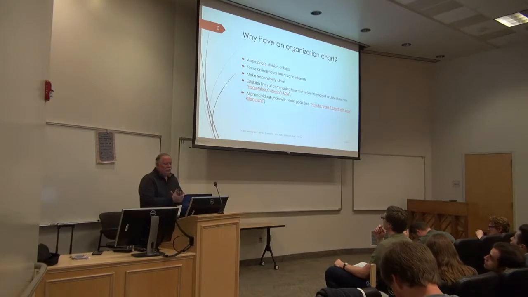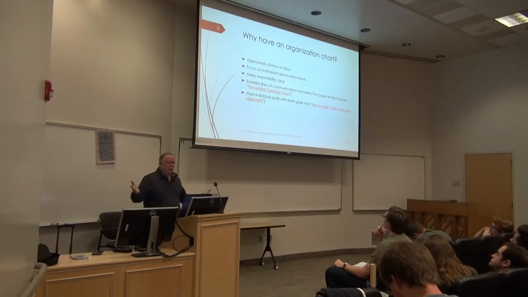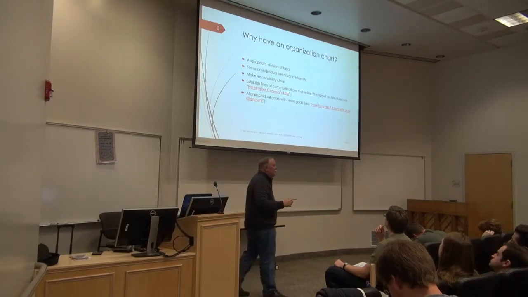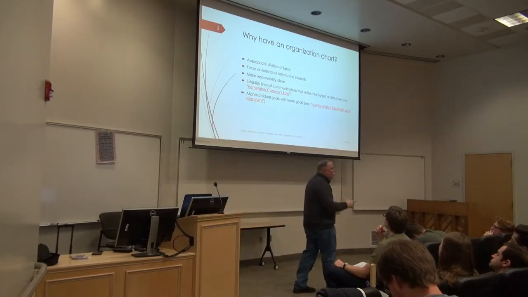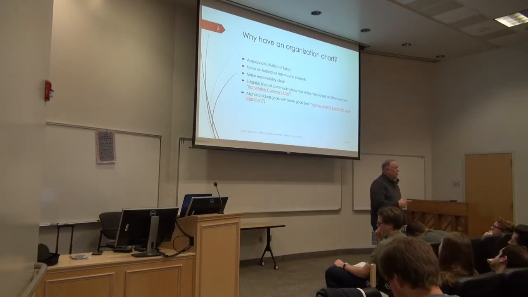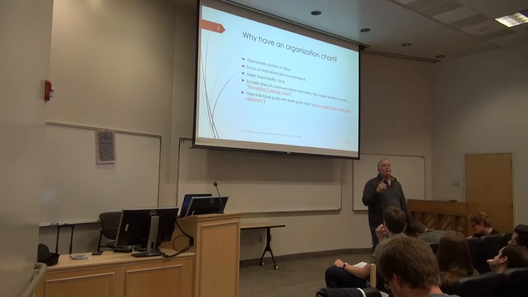So why have an organization chart? Division of labor, focus on talents and interests, make responsibility clear, establish lines of communications that reflect target architecture. Again, in Brooks, he talks about Conway's Law. The architecture of the system you build will inevitably reflect the organization of the team building it. So what you want to do is figure out your architecture, then organize your team to do that architecture.